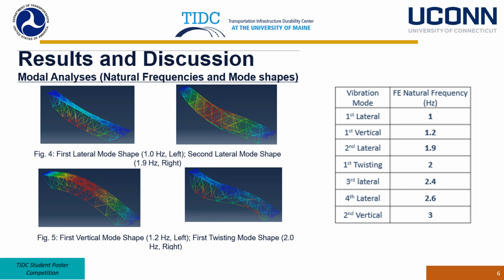All these results, along with other additional results based upon the ascending order of natural frequency, have been provided in the table. So the first 8, as you can see, the first lateral occurs at 1, followed by first vertical at 1.2, second lateral at 1.9, first twisting at 2, third lateral at 2.4, fourth lateral at 2.6, and second vertical at 3 Hz.